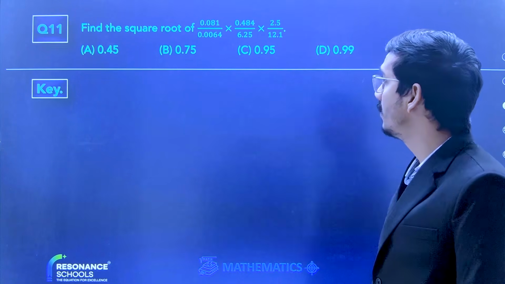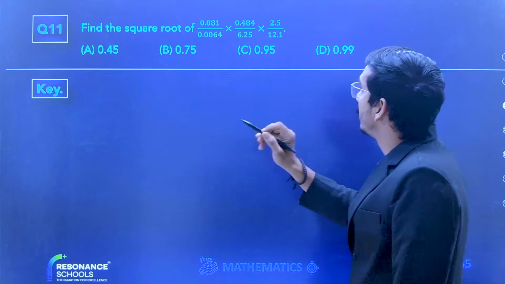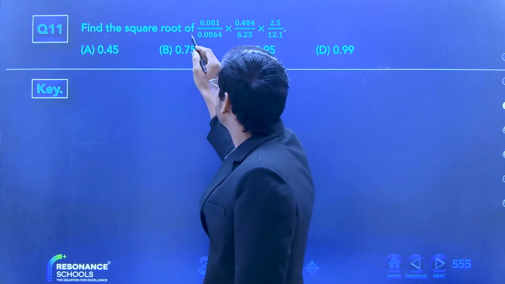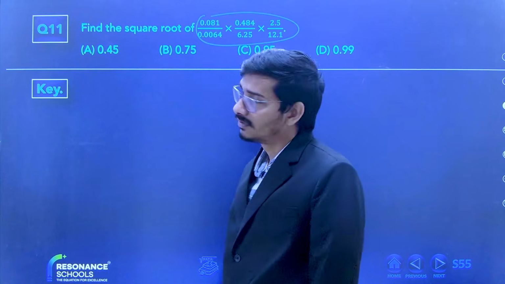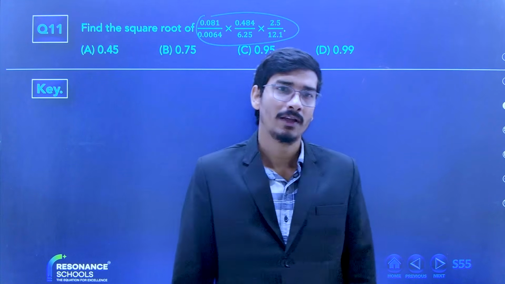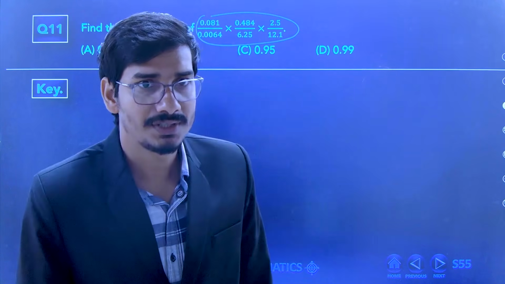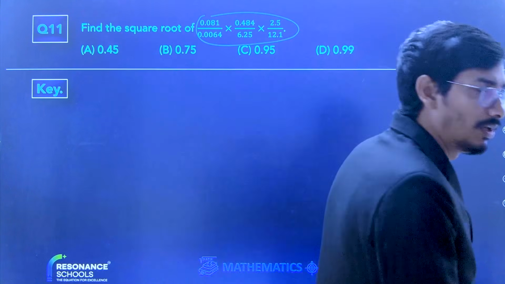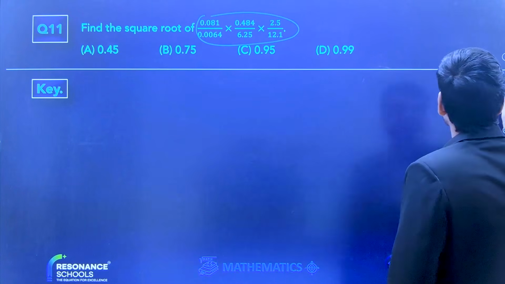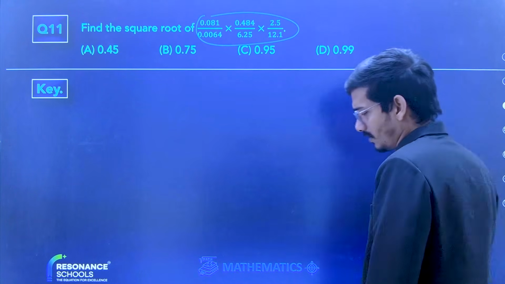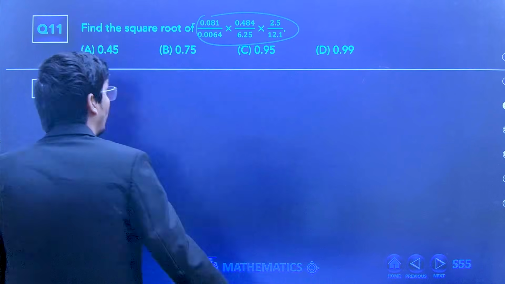We have to find the square root of the quantity. This one means square root of this quantity. How to find it, beta? So we will do it one by one. We will start doing it one by one. All of you listen carefully. Just listen carefully.